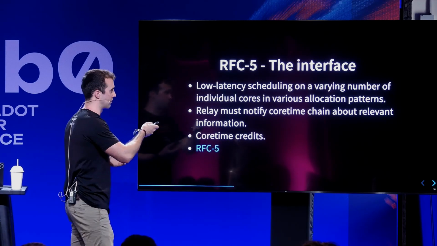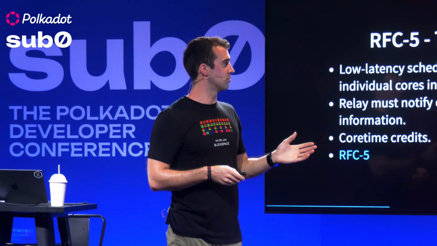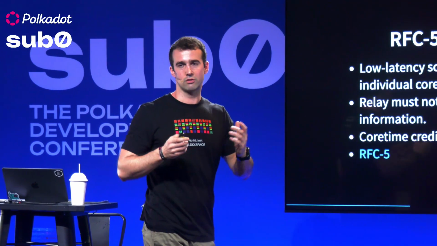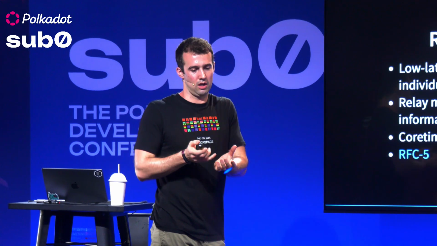A varying number of cores, already mentioned that for RFC 1. But the various allocation patterns is a really important thing, especially when we think about more generalized tasks than just validating a parachain.